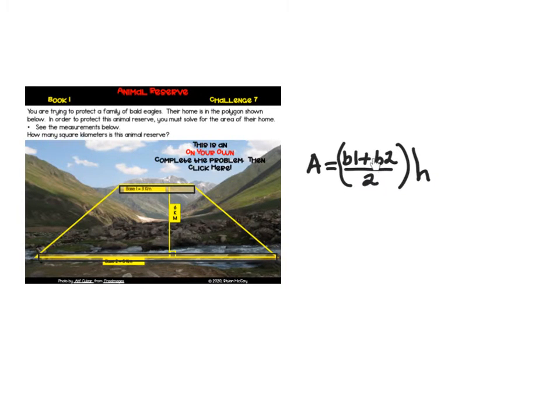All right, so now if you look at the formula once again, you're taking base 1 right here plus base 2 right here, and then you're going to add those together and divide by 2. So this is really finding the average, because if we have two numbers and we add them together and then we divide by 2, we find the average.